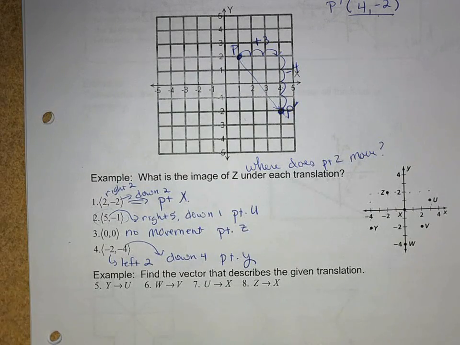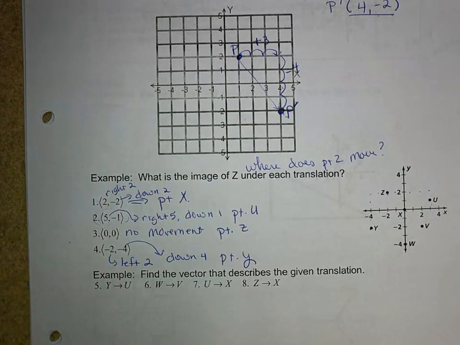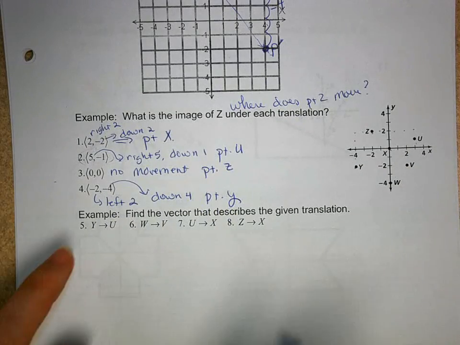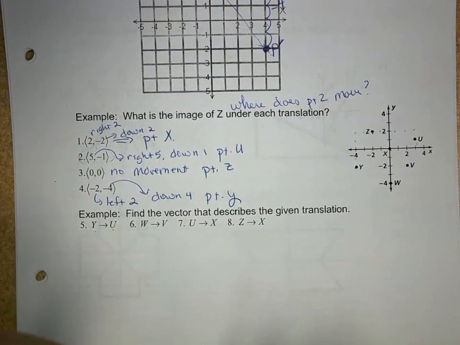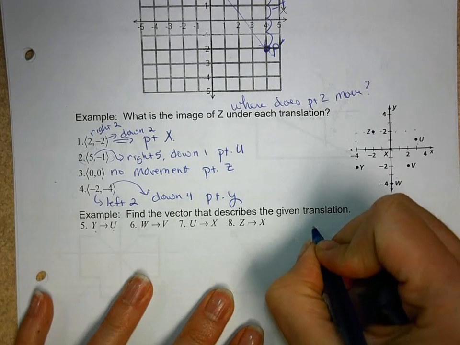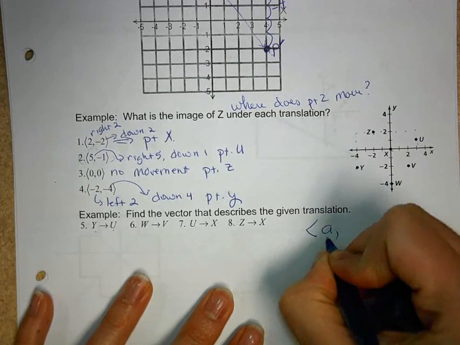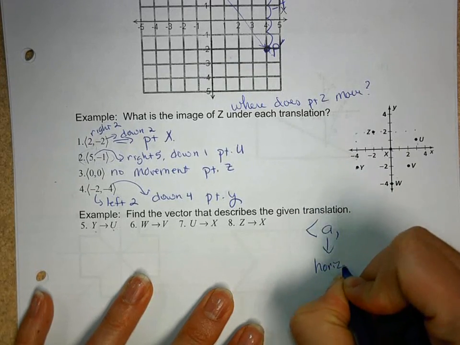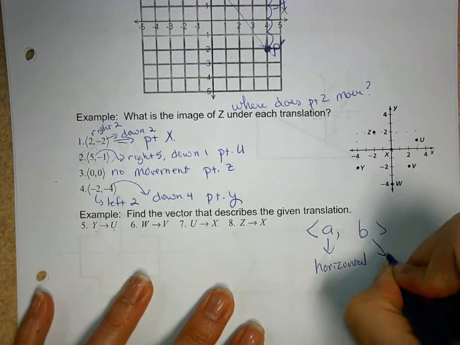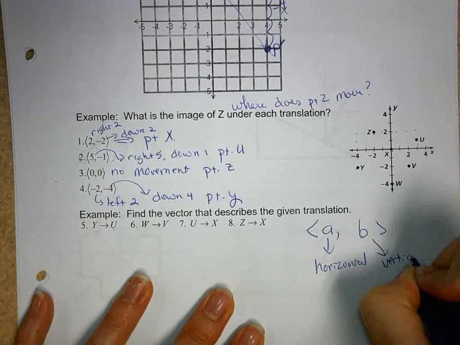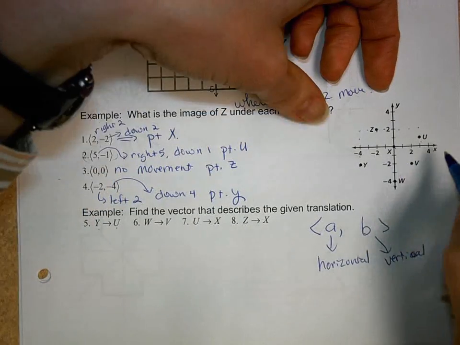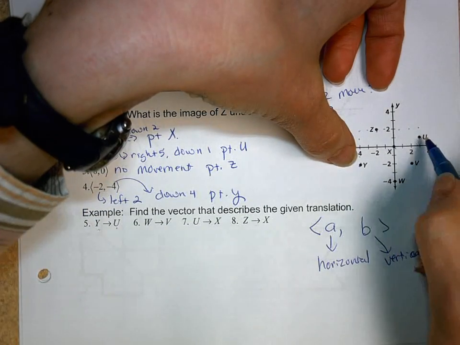Kind of cool. Now, this time I want you to write the vector that does the same thing. I want to move Y to U or whatever. So I start here, I end here. How do I get there? Changing wise. Remember, the vectors, this A is your horizontal change, and B is going to be your vertical. I want to move Y to U, so I want to get over here.